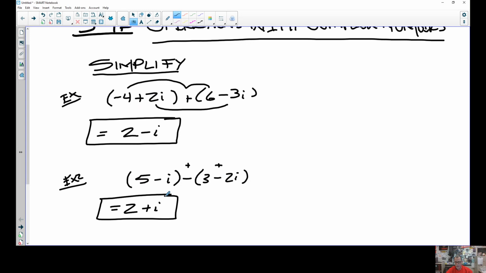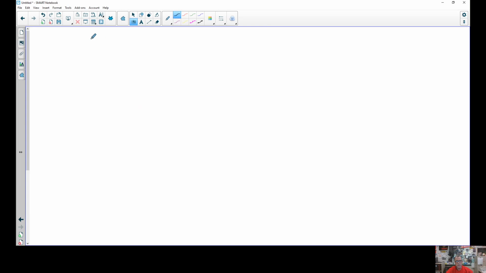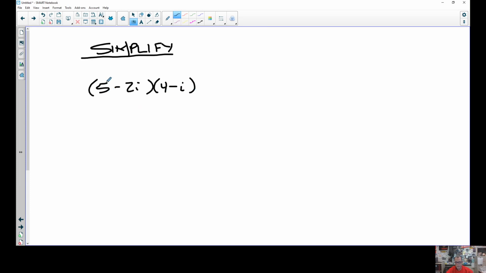All right, again, some basic examples, just adding or subtracting complex numbers. Now, let's keep going. Again, directions are still simplify. And now we're going to look at multiplication. If I have this, 5 minus 2i times 4 minus i. All right, so I have this.